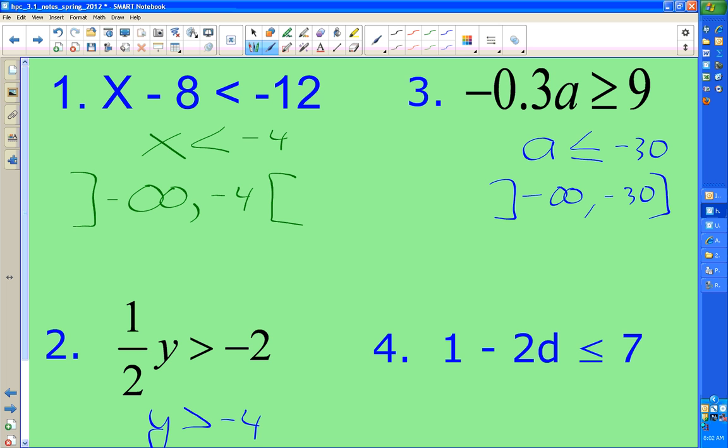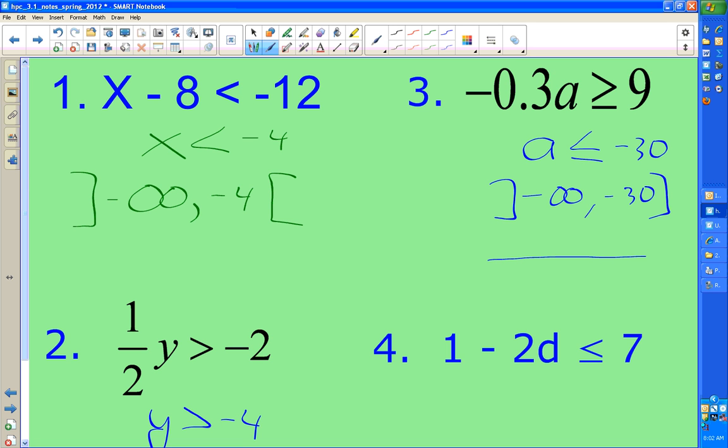Correct. Close the bracket. Hug it. Okay. So if you're looking at this from left to right, the boundary is on the right. The boundary is at -30. So we are including the -30. Going left, and it goes to infinity, negative infinity.